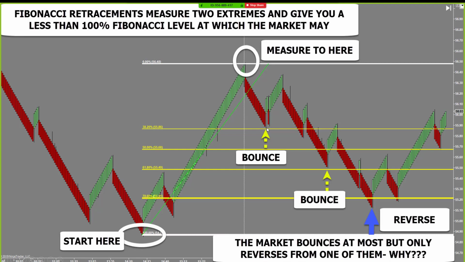As you see in this slide here, if you measure from the bottom to the top, the 382 gives a bounce, the 618 gives a bounce, and then ultimately the 786 gives a reversal in the market. Why do two of them bounce and why does one of them reverse? That's always been the question that we've asked since the beginning of time.